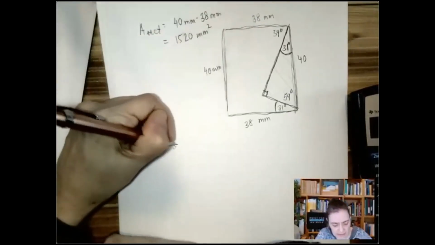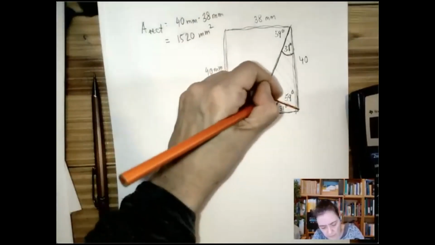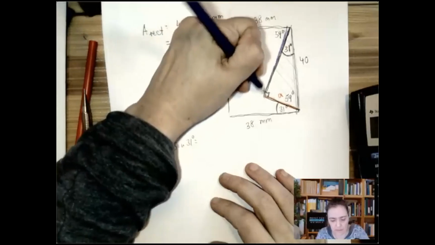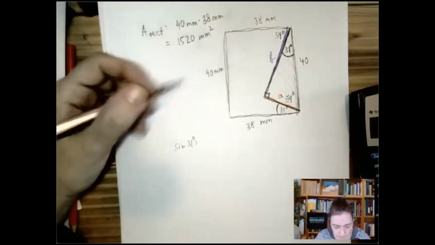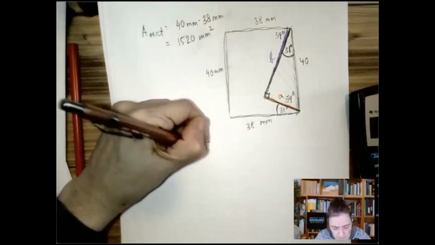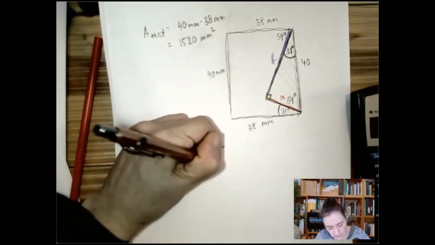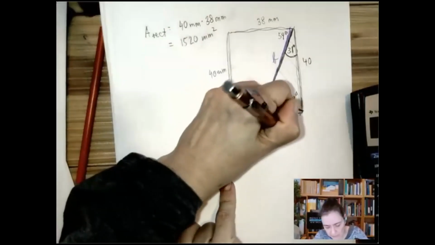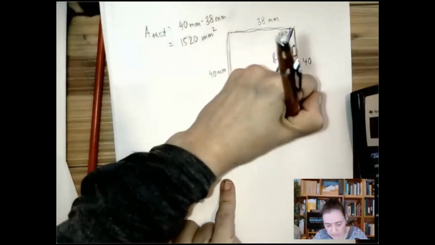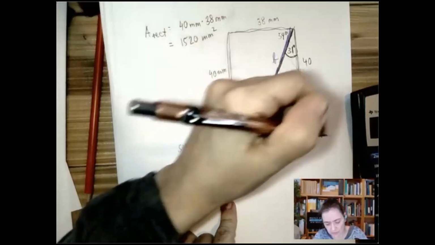Let's see. Let me call this little a, and let me call this little b. So sine of 31 degrees is a over 40. And so a is 40 times sine of 31 millimeters. And cosine of 31 is b over 40. And so b is 40 times cosine of 31.